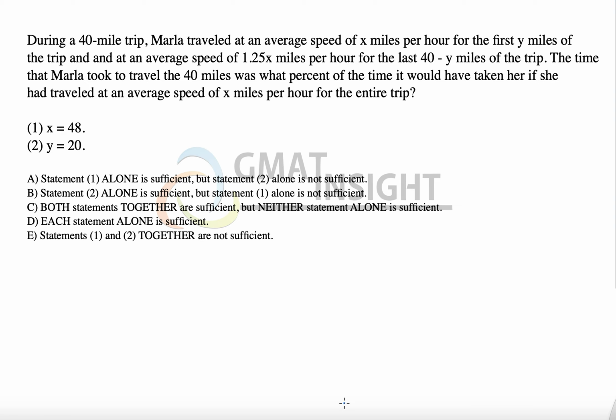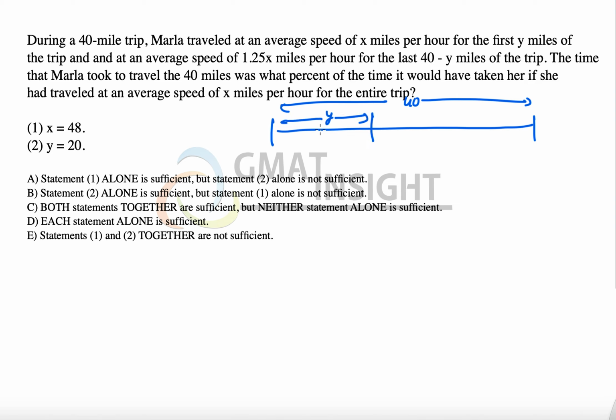During a 40-mile trip, Marla traveled at an average speed of X miles per hour for the first Y miles of the trip. So let me quickly draw the figure. We have a 40-mile trip here in total, and Marla traveled at an average speed of X for the first Y miles. Let's assume that this is Y miles and the speed maintained here is X miles per hour.